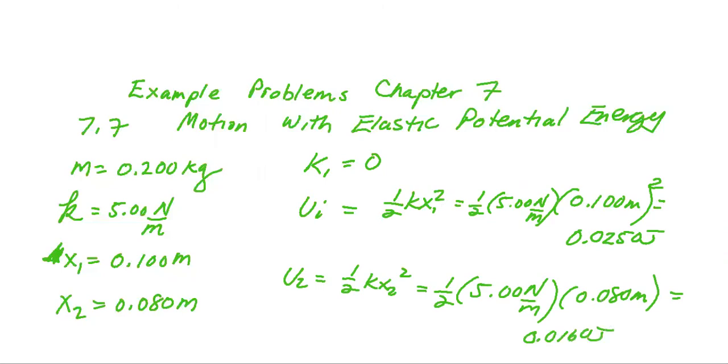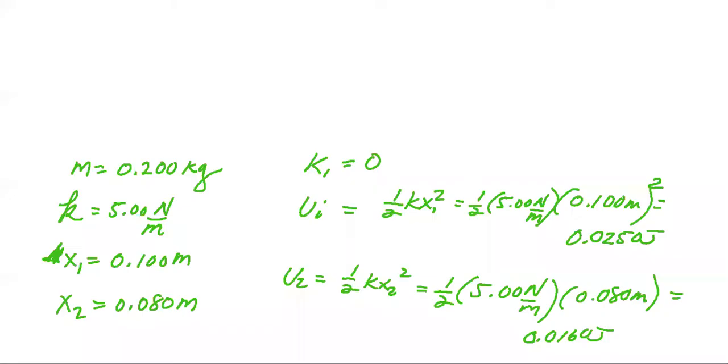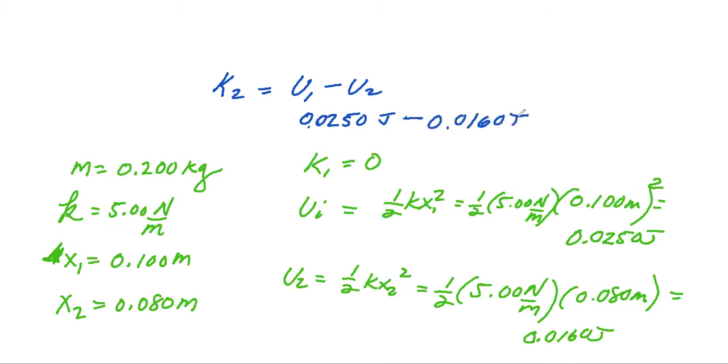And my U2 equals 1/2 kx2 squared. Sorry, that's supposed to be squared. That's 1/2 times 5.00 newtons per meter times 0.080 meters squared. And that's going to be equal to 0.0160 joules.